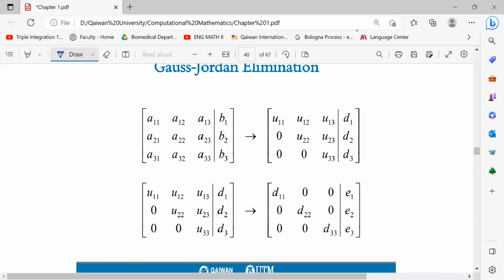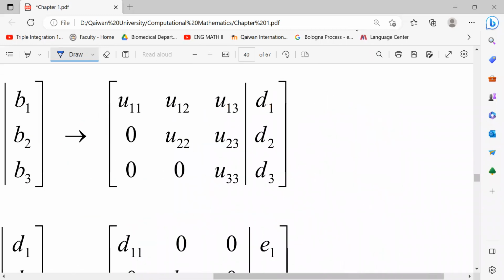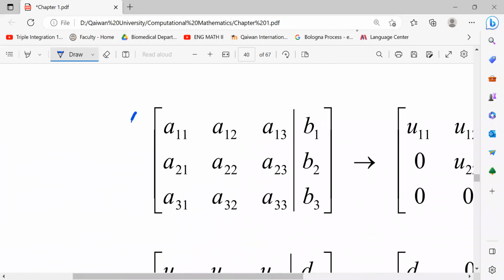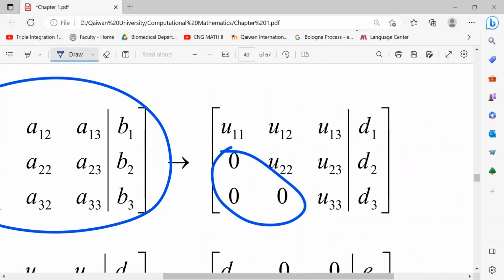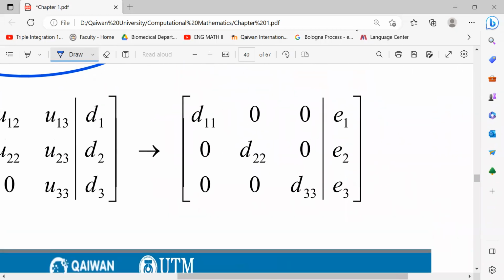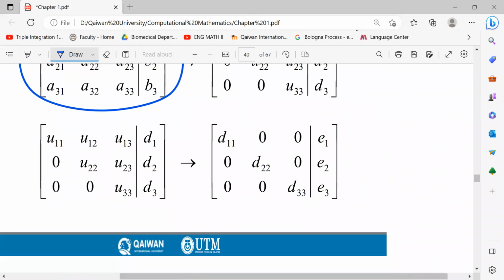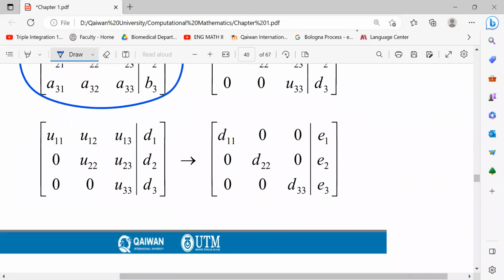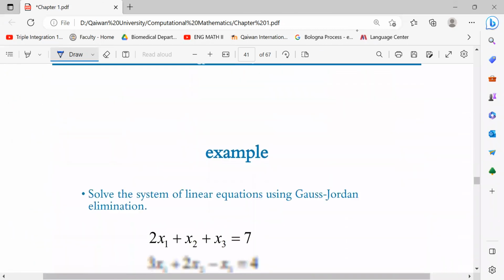As you see, in Gauss elimination, if this is the augmented matrix, we just changed these to 0. It was in Gauss elimination. But in Gauss-Jordan elimination, as you see, we changed these both to 0. We changed both lower and upper triangular parts to 0. That's it.